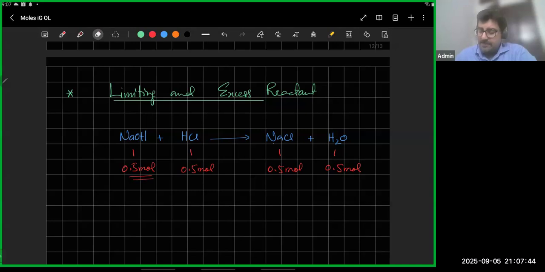But now, if you know the moles of one thing, you can figure out the moles of everything. If somebody says he's reacting 20 moles of NaOH, you would need 20 moles of HCl, 1:1, and that will produce 20 moles of NaCl and 20 moles of water.